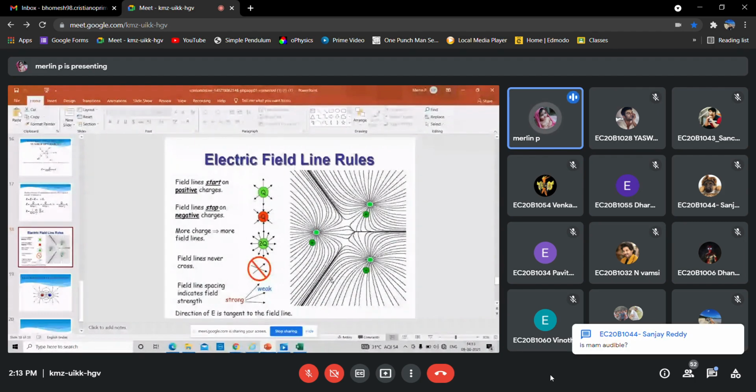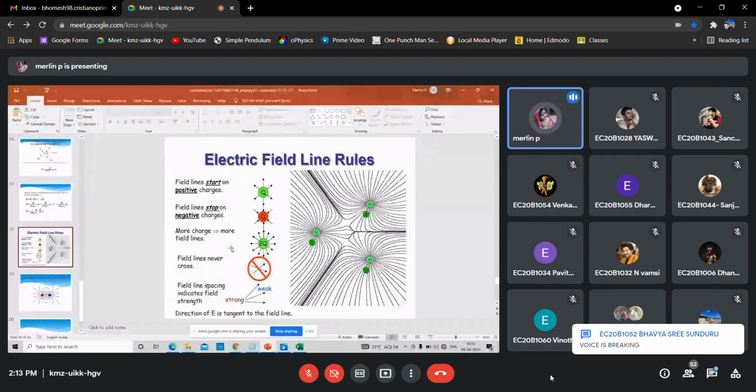They won't interact. They won't cross. Instead they will be like a tangent. Tangent means, you all have studied, it won't cross, it will touch and go. That's what. These fields won't interfere. These are some of the facts.